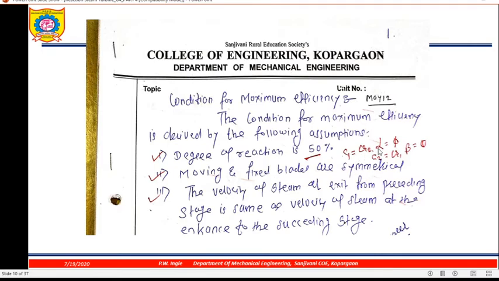This is possible, alpha equal to phi or beta equal to theta, when the turbine blades, that is the moving as well as fixed plates, are symmetrical, and the velocity of steam at exit is the same as the velocity of steam at the entrance to the succeeding stage. So we will discuss step by step how to get the equation for maximum efficiency and what the condition is.